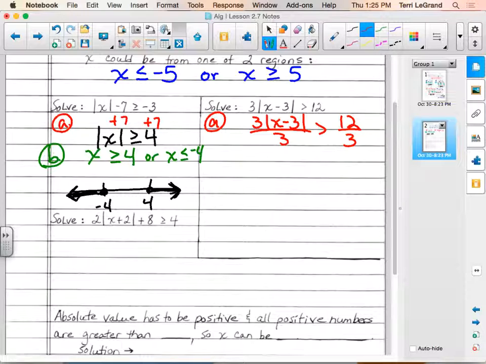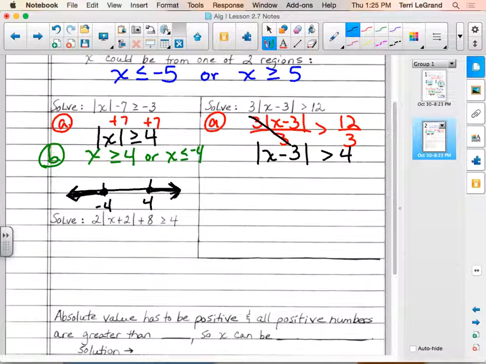Okay, when we have a multiplication problem upstairs being divided by a number downstairs, we can cancel. We don't cancel that other 3 though, careful. We have a 3 times that, and then that's all one term really, getting divided by 3. We can cancel the 3's, the multiplying 3. So now we have absolute value of x, take away 3. Did we divide by a negative? No, so we don't switch the sign. And 12 divided by 3 is 4.